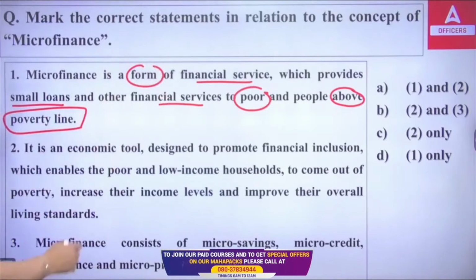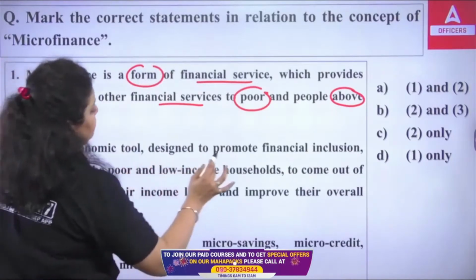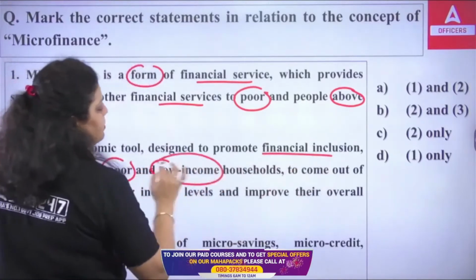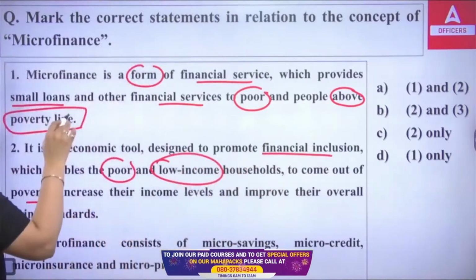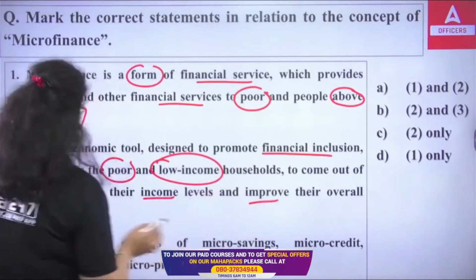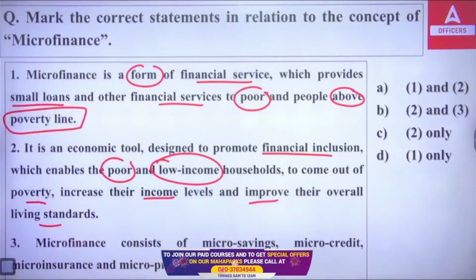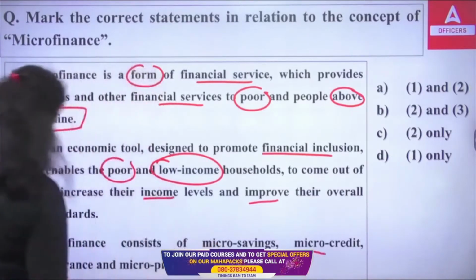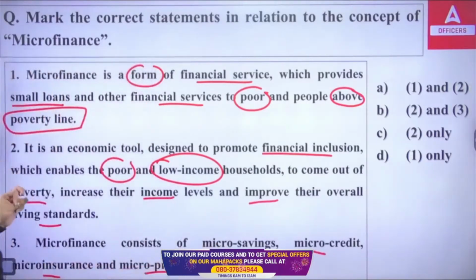Second is saying it is an economic tool designed to promote financial inclusion which enables the poor and low income households to come out of poverty, increase their income level and improve their overall living standard. Third is saying microfinance consists of micro savings, micro credit, micro insurance and micro promotion. So what do you think, which of the following is correct?